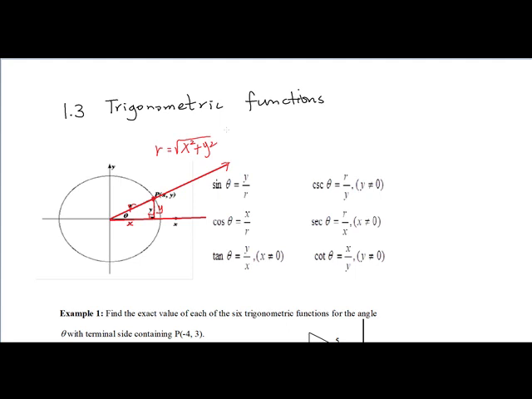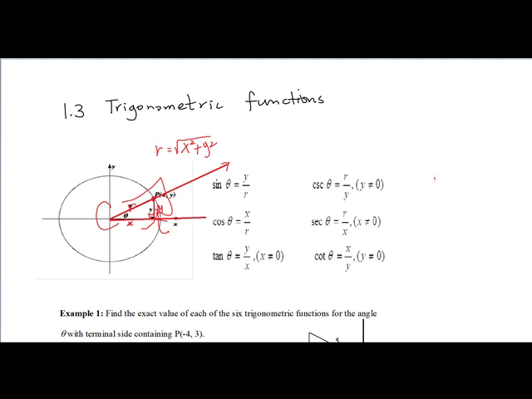Now here's the definition of sine theta. Sine theta is defined to be y over r. Cosine theta is defined to be x over r. Tangent theta is defined to be y over x, tangent theta like this, y over x. And then cosecant theta is r over y. Secant theta is r over x. Cotangent is x over y.